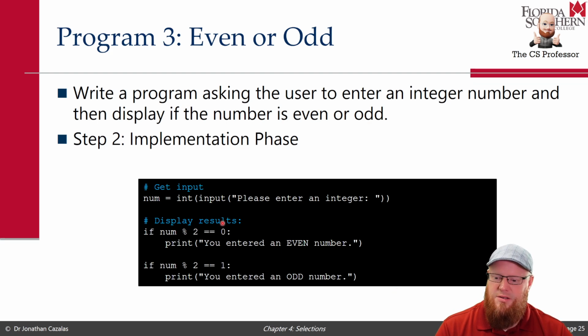And so here is the implementation. And I won't go code this one up, but you can pause the video and I would encourage you to code it. But this is using 2 individual if statements. I'm saying if num mod 2 equals 0, you entered an even number. And then we have a separate if statement. If num mod 2 equals 1, you entered an odd number. Now, I could have said if num mod 2 does not equal 0, you entered an odd number. Both of those would have been identical.